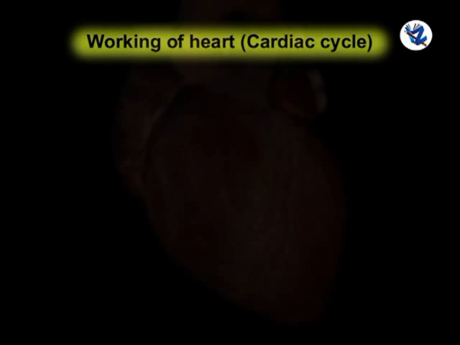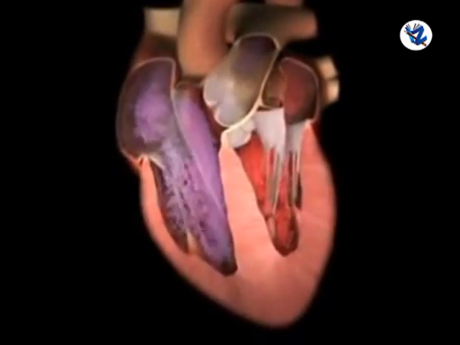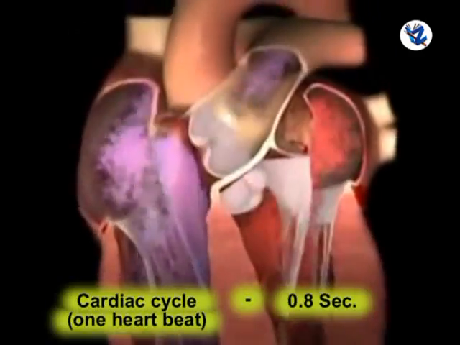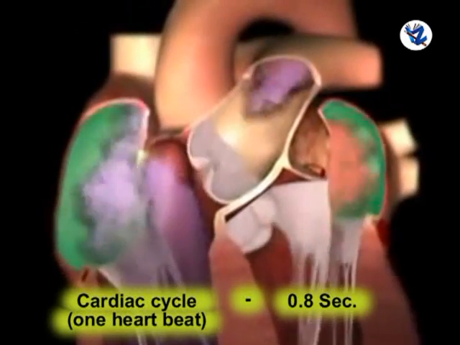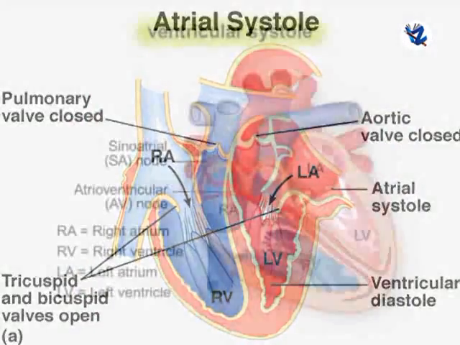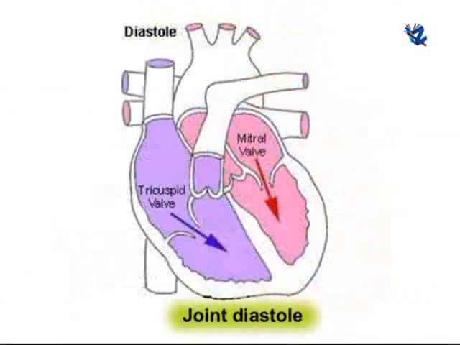Working of the heart, the cardiac cycle. The events associated with one heartbeat are called the cardiac cycle. It lasts for 0.8 seconds. Each heartbeat includes atrial systole, ventricular systole and joint diastole.